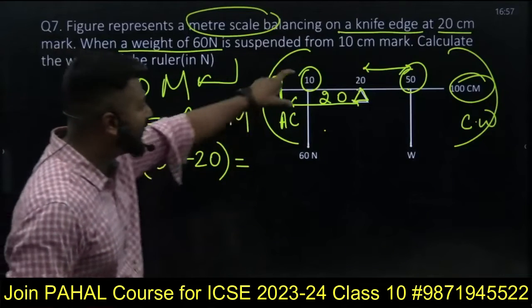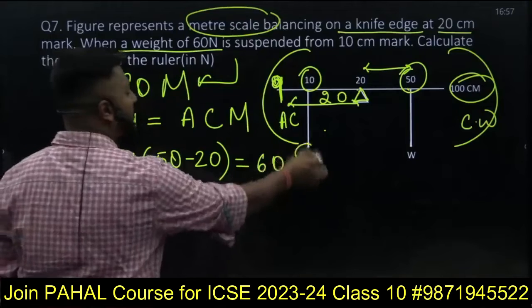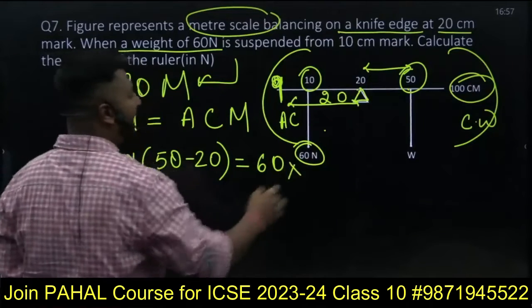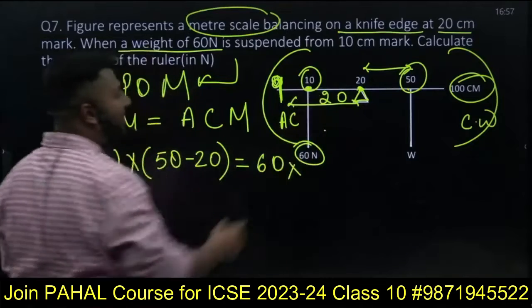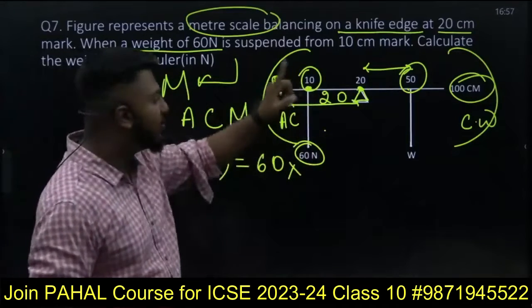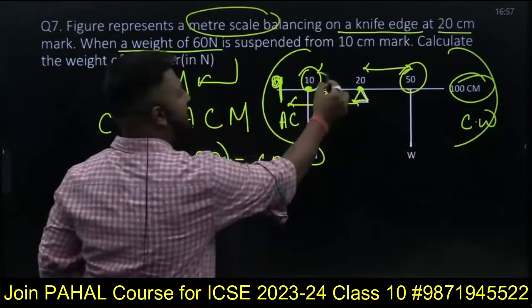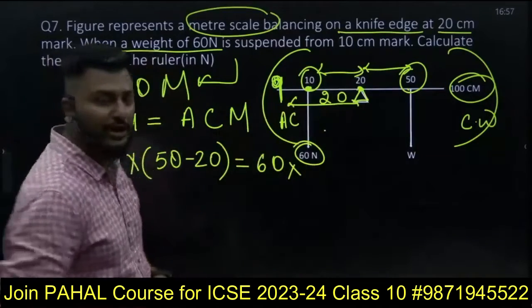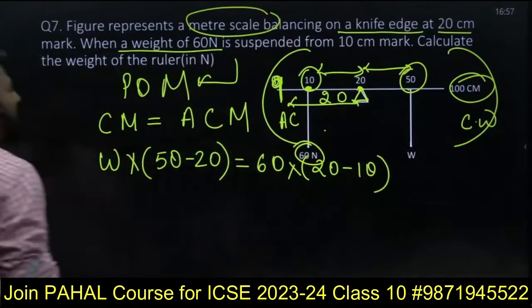So the anti-clockwise moment with the weight of 60 Newton, right? The force is 60 Newton multiplied by the distance of this point from where the weight is hung to the middle, to the point where the scale is balanced, right? So that means this distance is equal to what? 20 minus 10. Yes or no? Correct. Now can we find W?